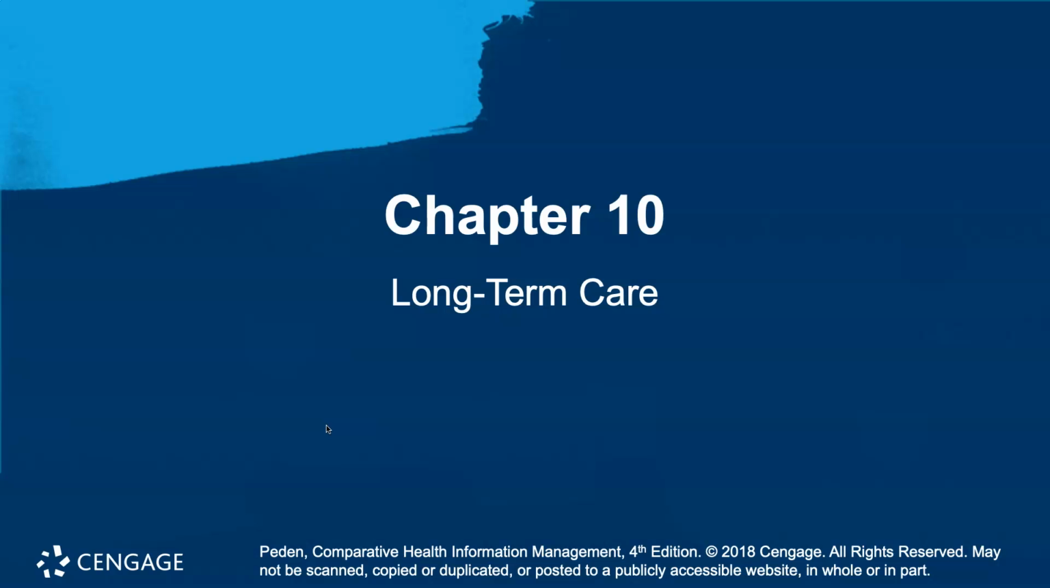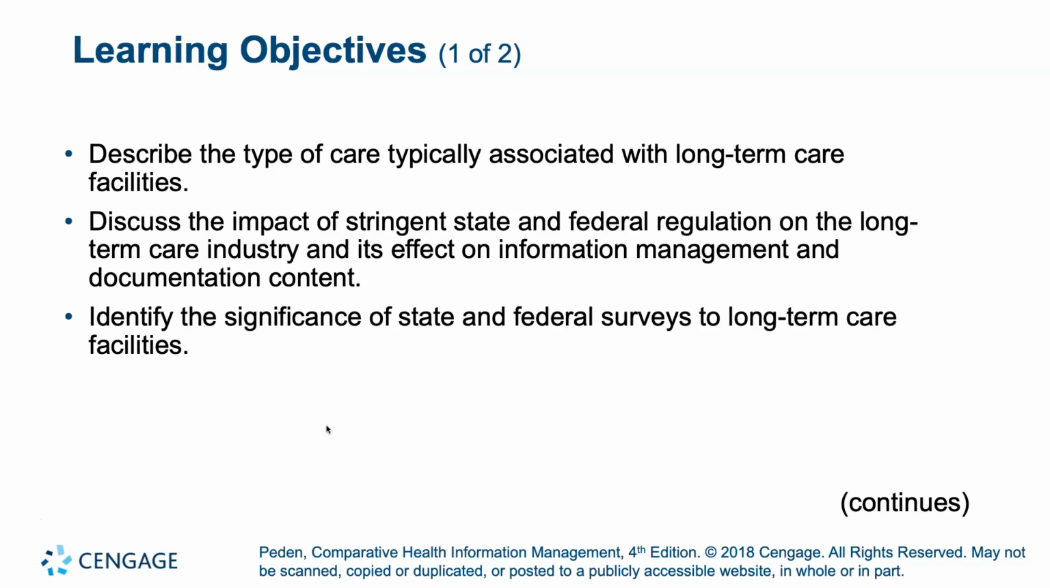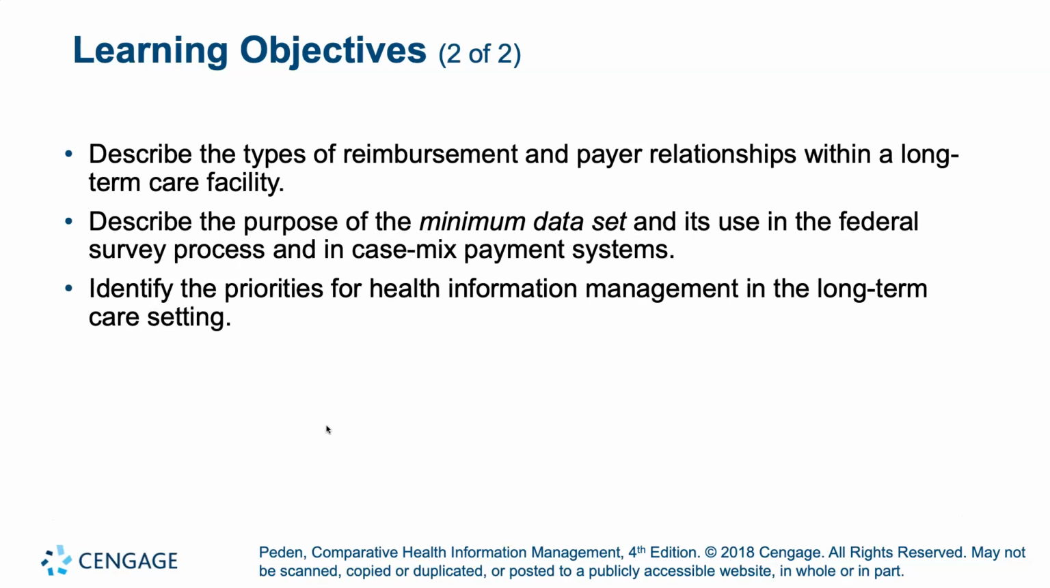If we look at what the book's objectives are, these are on the next two slides. We're going to talk about the type of care that's associated with long-term care facilities. We're going to talk about ICF settings as well as SNF settings. And we'll talk about how that is governed by very strict state and federal regulations and how that impacts what happens in terms of information management and documentation content. We will look at state and federal surveys and how those are done to long-term care facilities, and again, how that impacts the HIM field, as well as documentation.